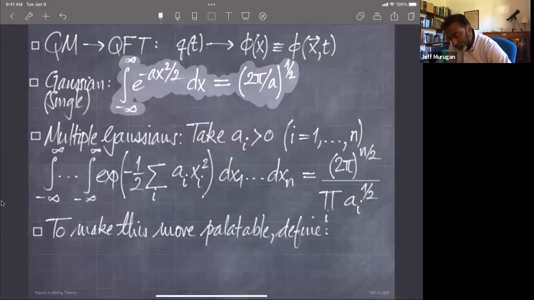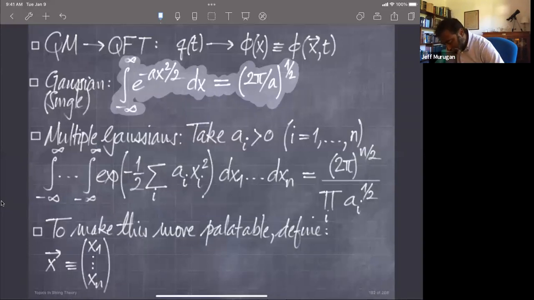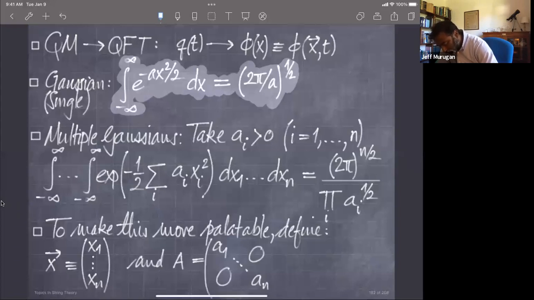So I'm going to define a vector x, which will have components x1 through xn, and a matrix A, which will have diagonal components A1 through to AN, and zeros everywhere else. Okay, in which case I notice the following.